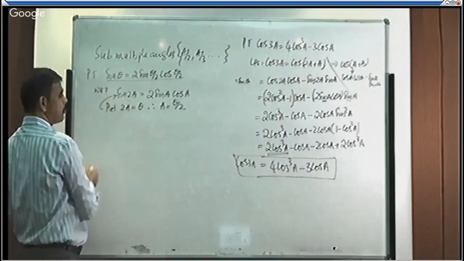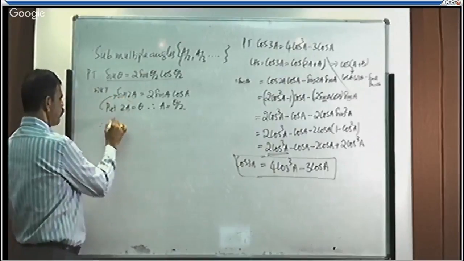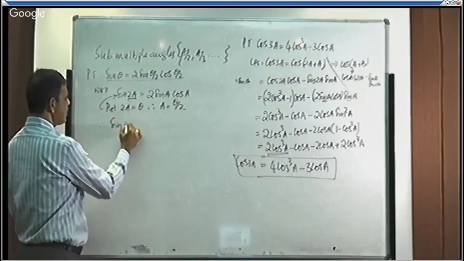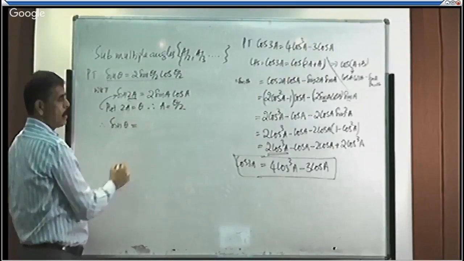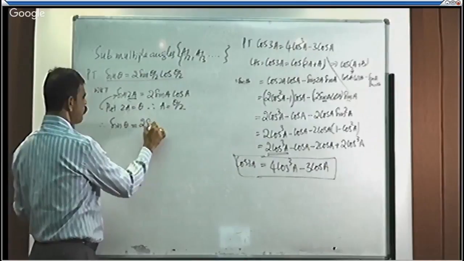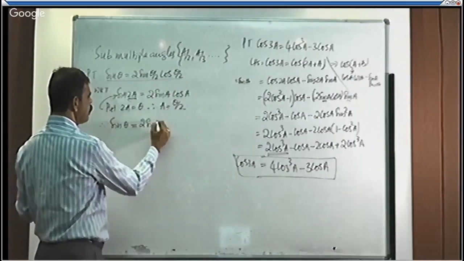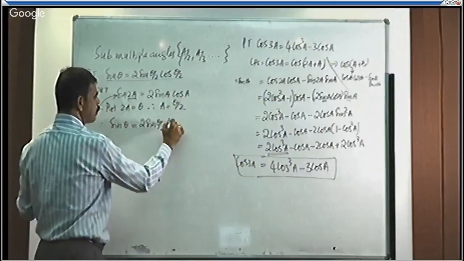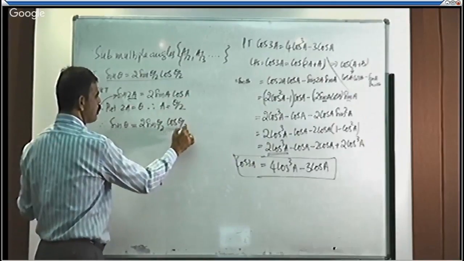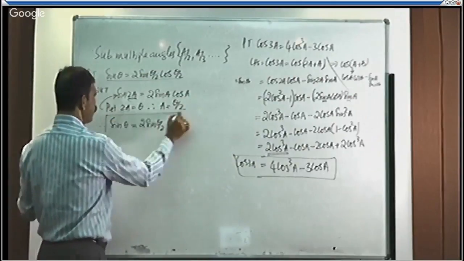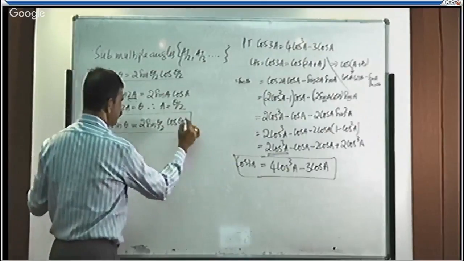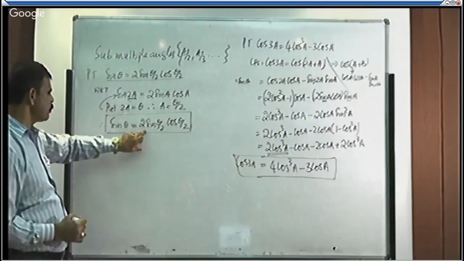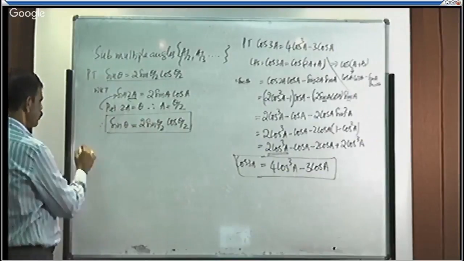Replace both in sin 2a. Therefore, sin of 2a, which is theta, is equal to 2 into sin of a, where a is theta by 2, into cos of a, where a is theta by 2. See, we got this relation: sin theta is equal to 2 sin theta by 2 and cos theta by 2.